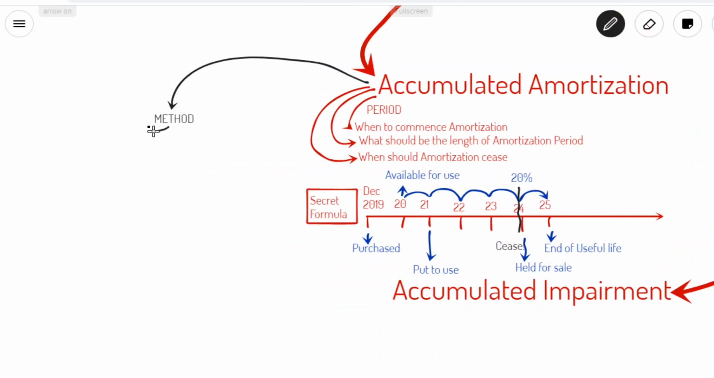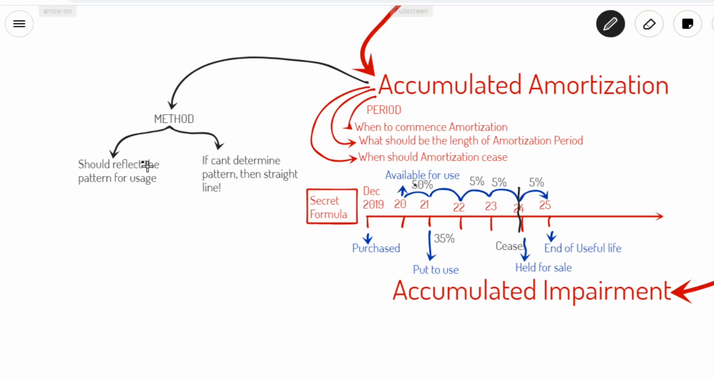And the standard says that the amortization method should reflect the pattern of usage of that intangible asset. For example, if I expect to consume 50% of that intangible asset in the first year, 20% in the second year, and 5% in each of the next 3 years, then that should be my amortization pattern. However, if I cannot reliably determine the pattern of usage of the asset, in that case I would have to use the straight line method.